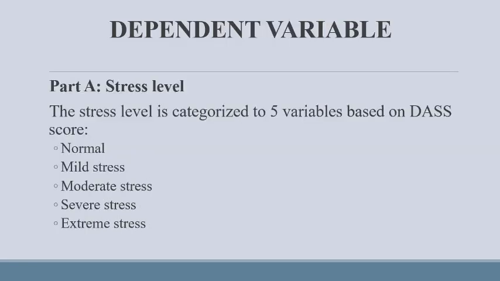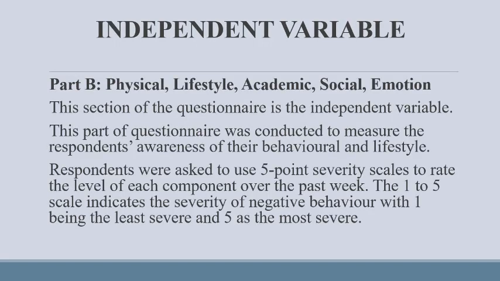The dependent variable of this research is part A, the stress level. The stress level is categorized into 5 categories based on the DASS score: normal, mild stress, moderate stress, severe stress, and extreme stress. The independent variables were physical, lifestyle, academic, social, and also emotion. This section of the questionnaire covers the independent variables.